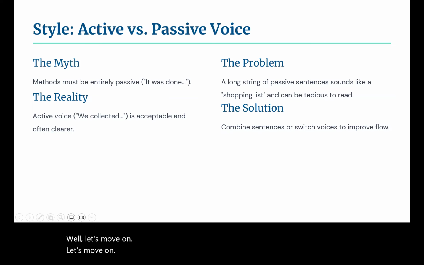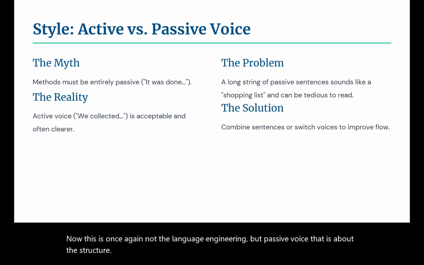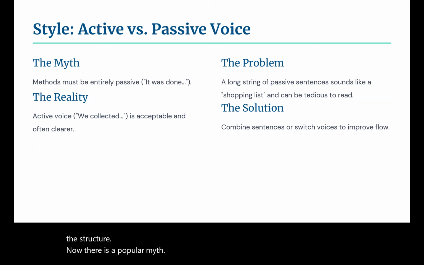Now, this is once again not the language engineering, but passive voice, that is about the structure. Now, there is a popular myth. What's the popular myth? People think that methods must be written entirely passive: it was done, measurements were done, and so on. But the reality is that active voice is acceptable and often clearer.